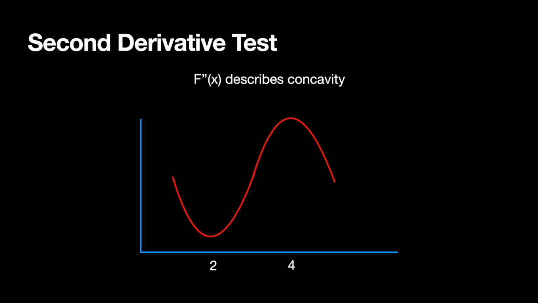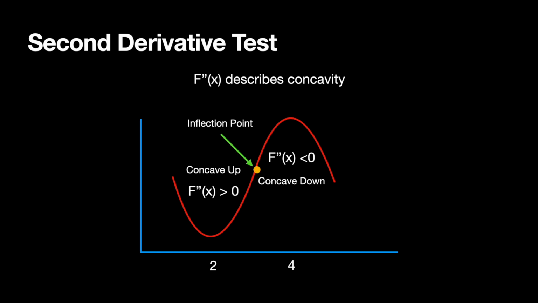The second derivative test uses the second derivative to find these points because f double prime of x, or the second derivative, describes concavity, or just the way a function opens up. So for example, in the x equals 2 region, f double prime of x is greater than 0, meaning it's concave up. And in the x equals 4 region, f double prime of x is less than 0, meaning it's concave down. And there's also the inflection point, which is when f double prime of x changes sign.